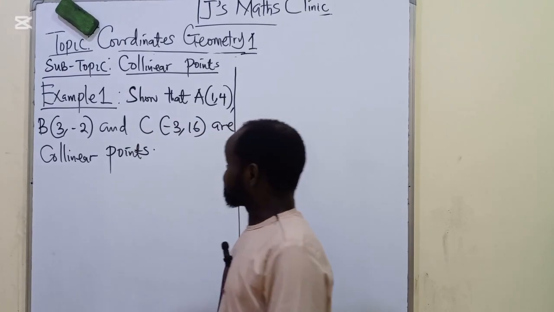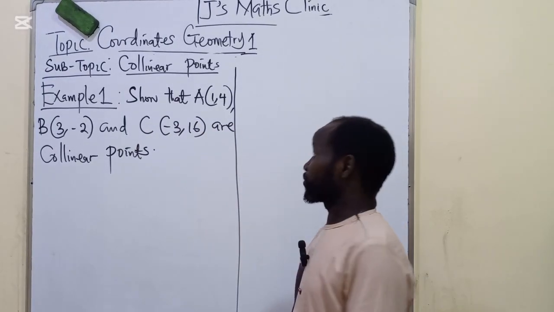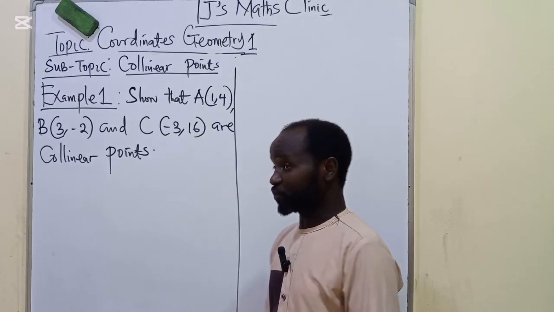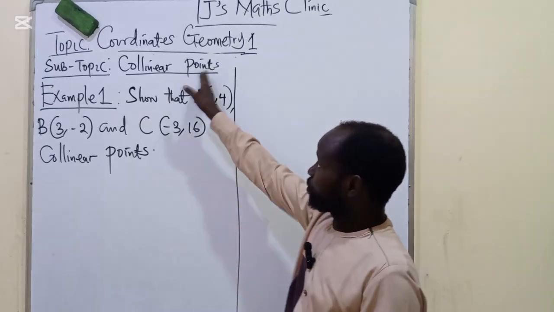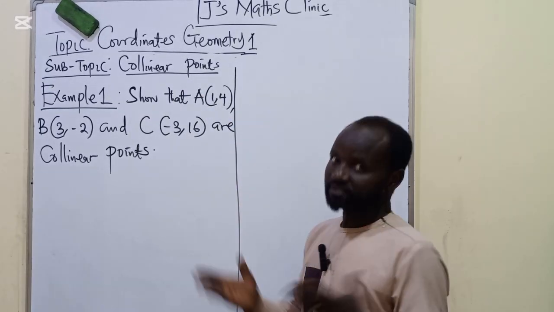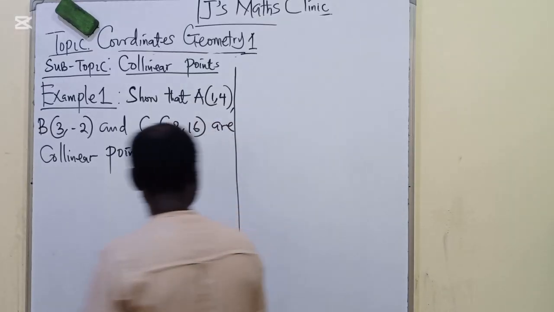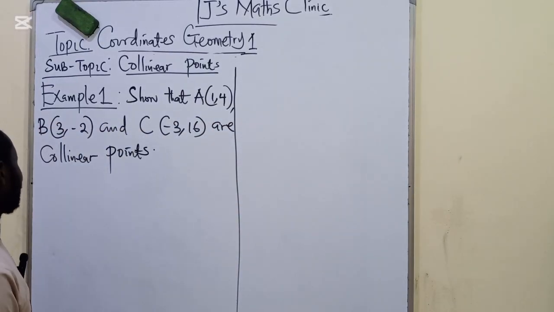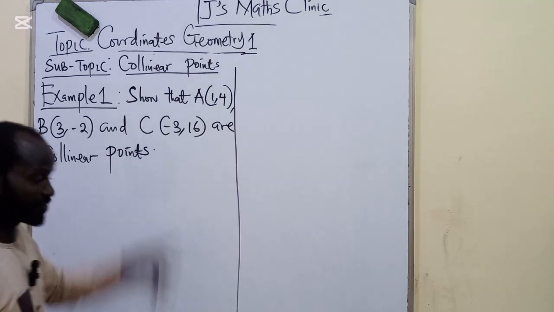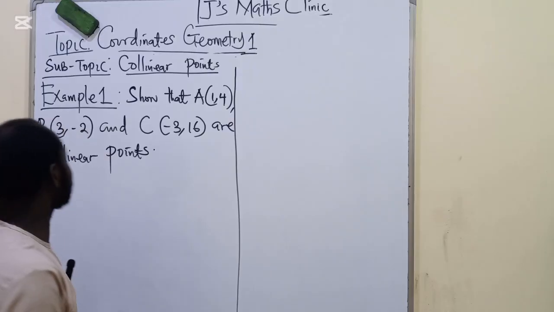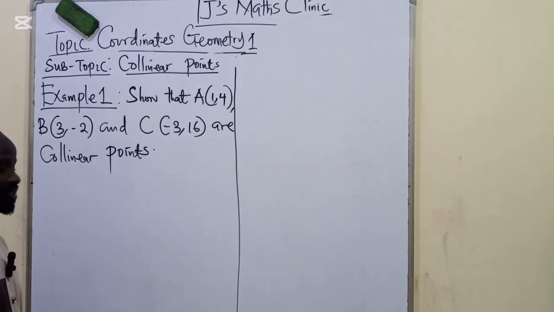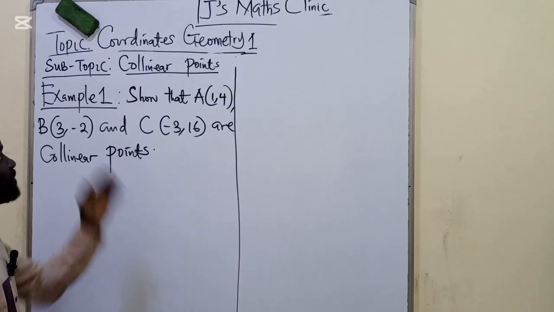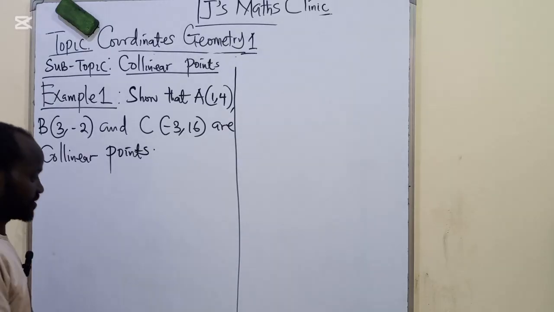In today's presentation, we continue with our solutions to coordinate geometry 1. This is under collinear points. Example 1. We are asked to show that point A, which is (1, 4), point B, which is (3, -2), and point C, which is (-3, 16), are collinear points. I will use two methods to test for collinearity of these points.